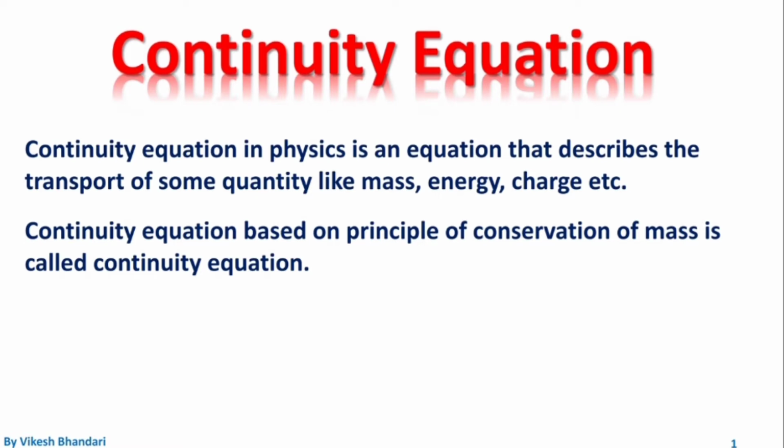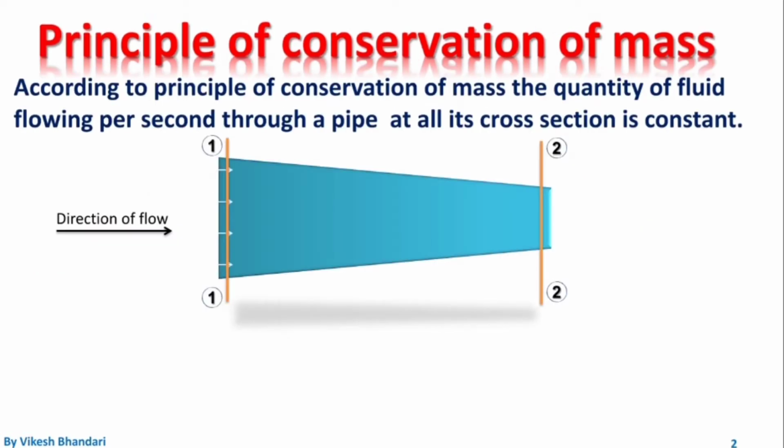Next, the principle of conservation of mass. What does it say? According to the principle of conservation of mass, the quantity of the fluid flowing per second through a pipe at all its cross sections is constant. What happens here is, consider a pipe, a liquid is flowing through it. Okay, and the liquid flowing through the pipe per second is a constant.